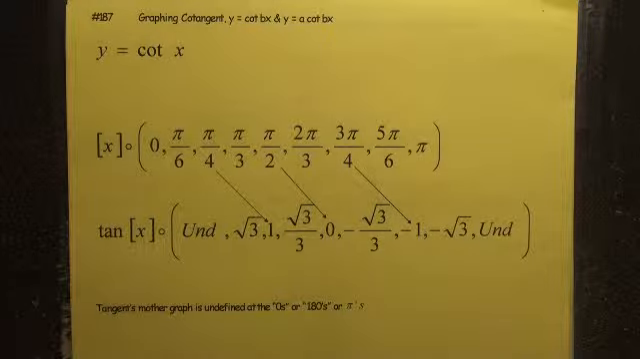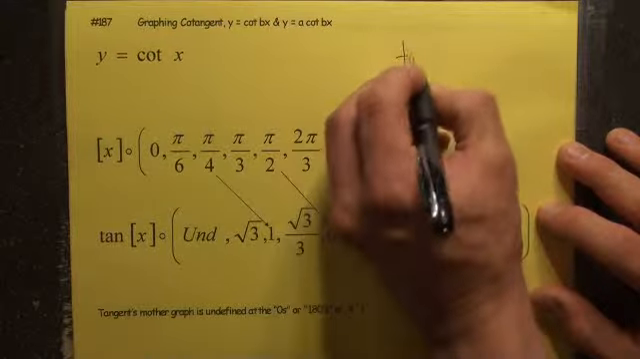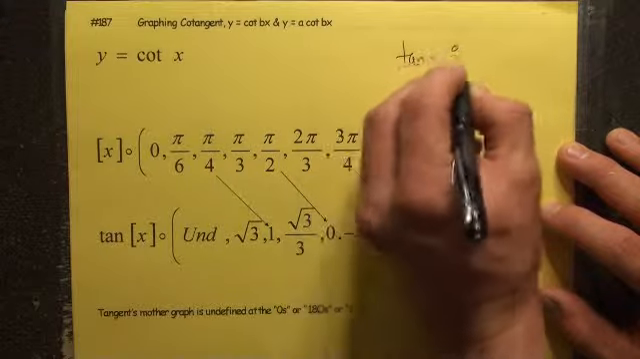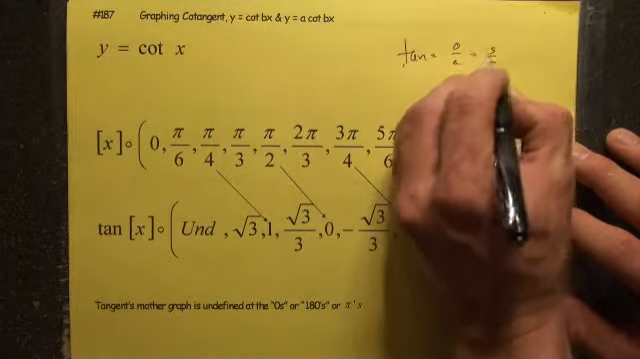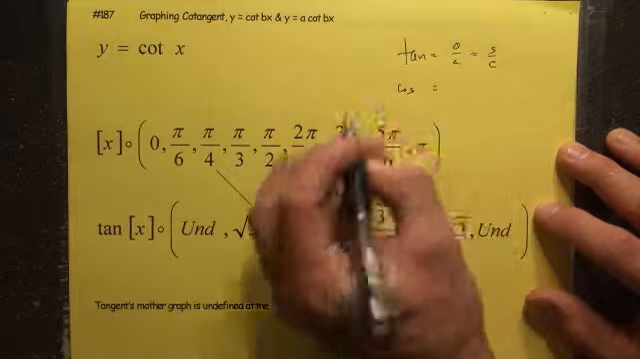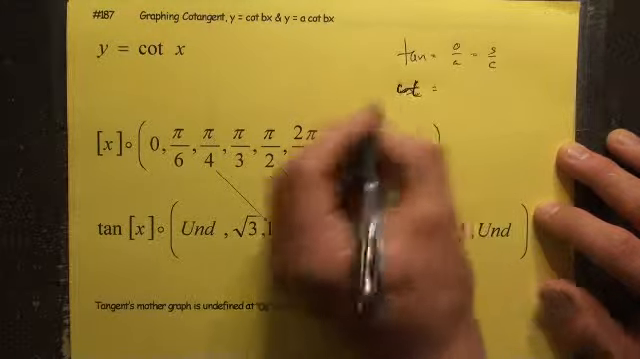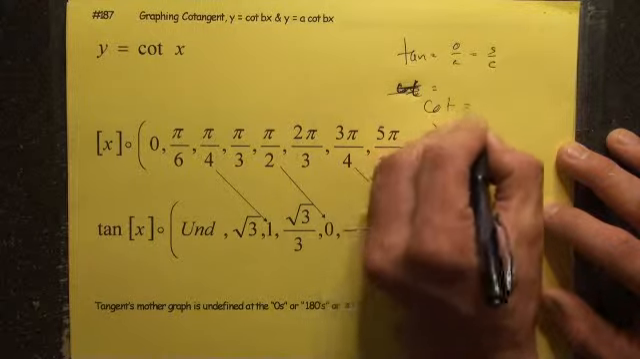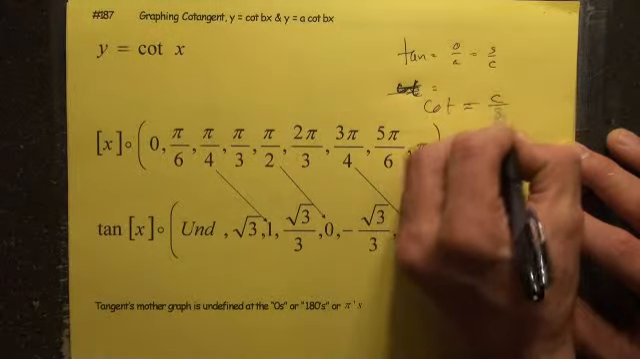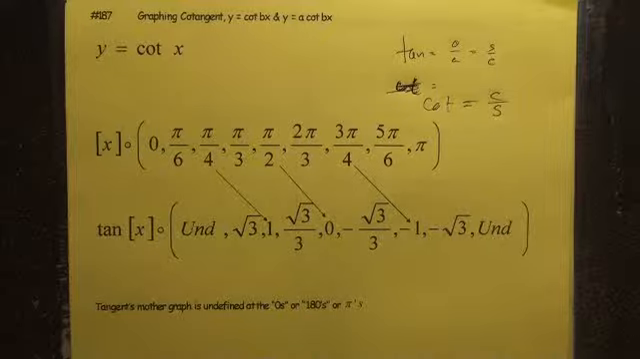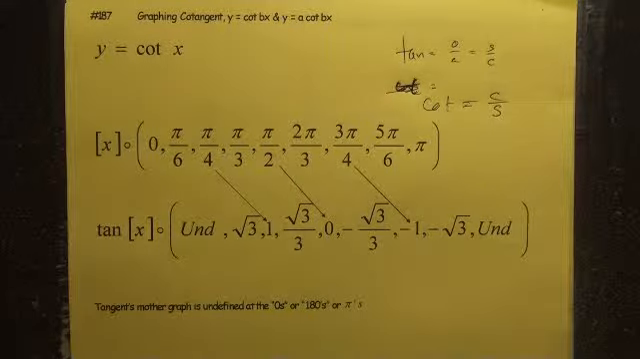Video number 187, graphing the cotangent function. The cotangent is the inverse of tangent. Tangent is opposite over adjacent, or in other words, sine over cosine. Therefore, cotangent, COT, let's write it over here, would be simply cosine over sine, which changes things quite a bit.